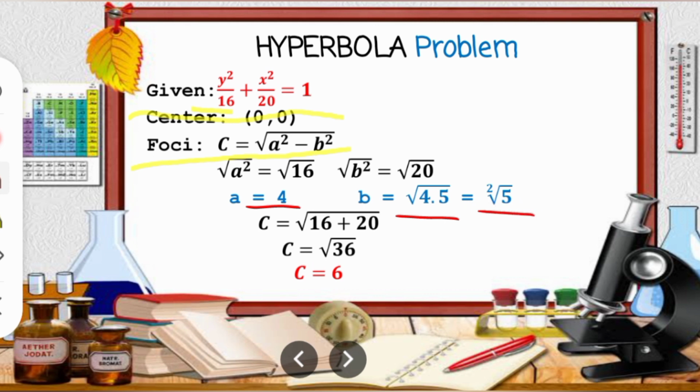To get the value of our foci, we need to add the values in our given. So c is equal to the square root of 16 plus 20, because it is always positive, so we come up with the square root of 36. Our square root of 36 has the value of 6. So now our foci have the value of 6 by this given.